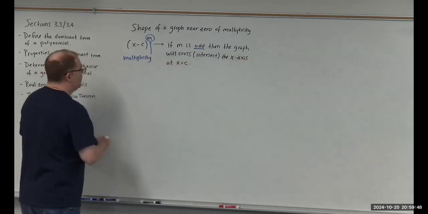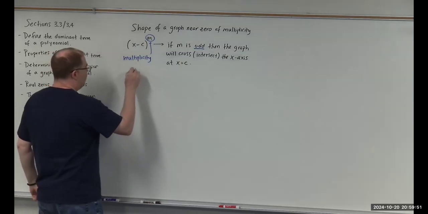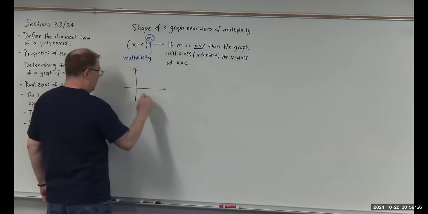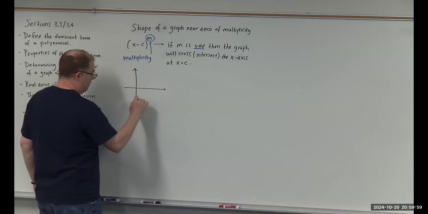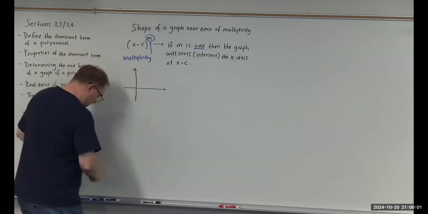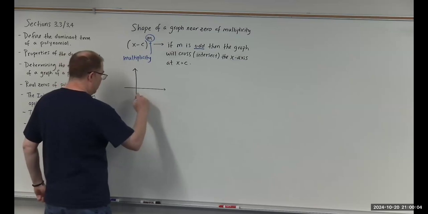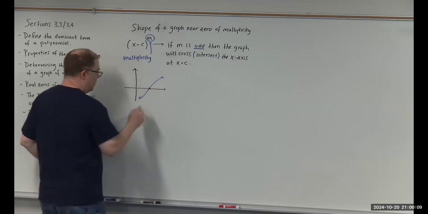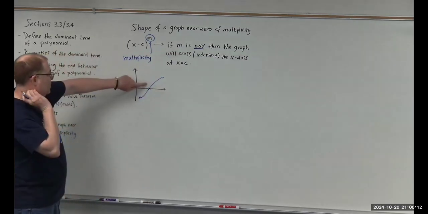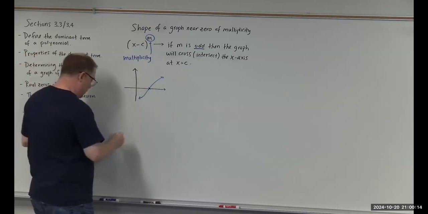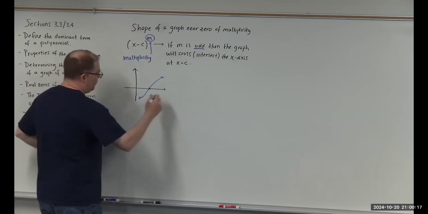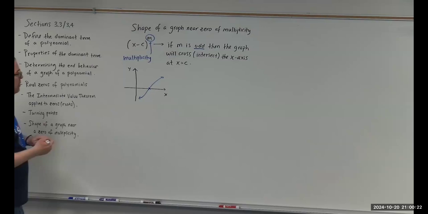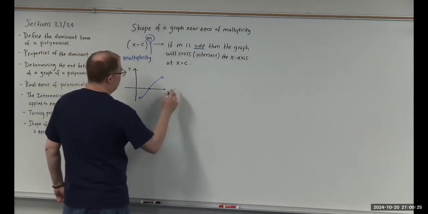So something like this, say, and what I mean by intersect is something that does this. So it's going to do something this way. Okay. If m is even, okay.